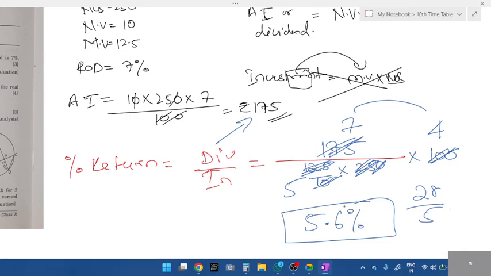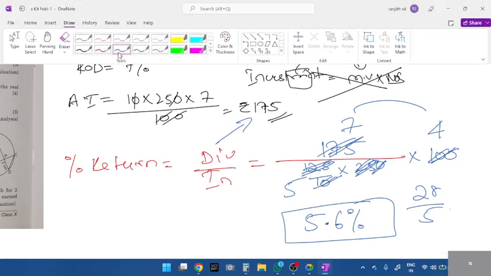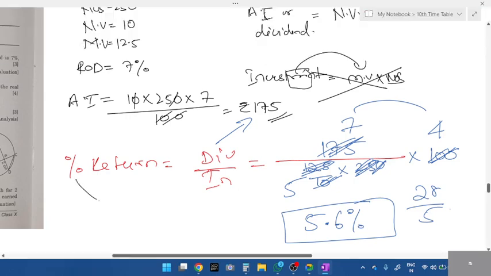Is it clear? All of you understood how to solve? Rate of return, dividend by investment, students. This is a 3 marks question. And make sure whenever rate of return is given, you have to multiply by 100. It's a percentage question, multiply by 100.